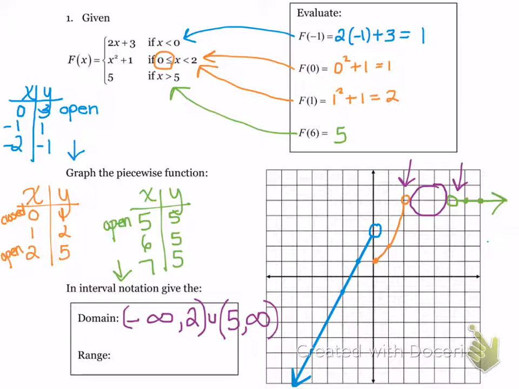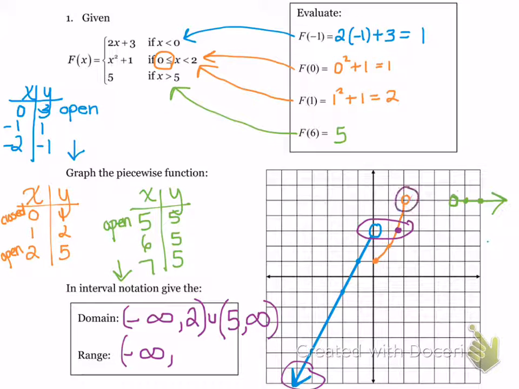And now my range. The lowest point in my range is down here. It's also an arrow, and then it goes all the way up. Again, we have an open circle, but there's a point right here, so that number is covered.